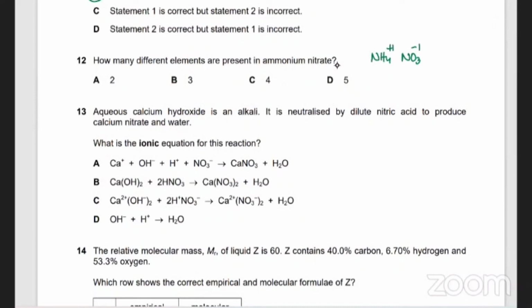So how many different elements? I guess there are 3. N, H, N... no, that's N, H, O. Yeah, that's 3. There's N, H and O. Okay, that's it. Let's go to the next one.